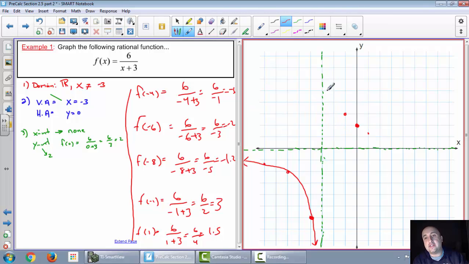Okay, so we can kind of get an idea here. Now you could do more. We could do a few more, but we kind of get this general idea of what's going to happen here. And we can't cross our asymptote, and we can't cross our asymptote on the left either. Okay, so there's our rational function. It's always discontinuous at the vertical asymptotes and at the horizontal asymptotes. Okay, that's example number 1.